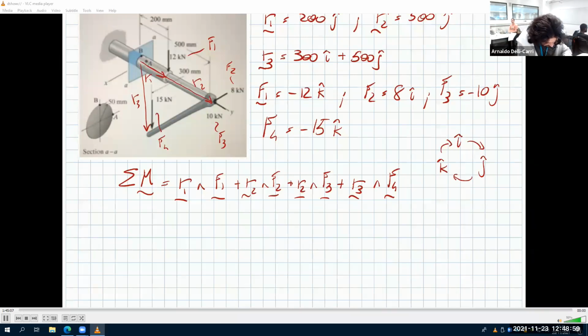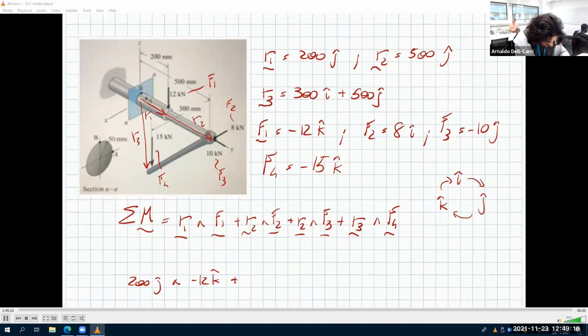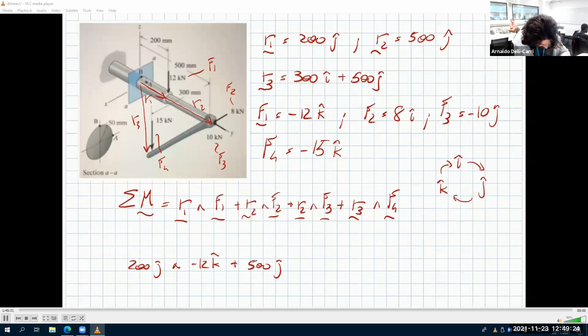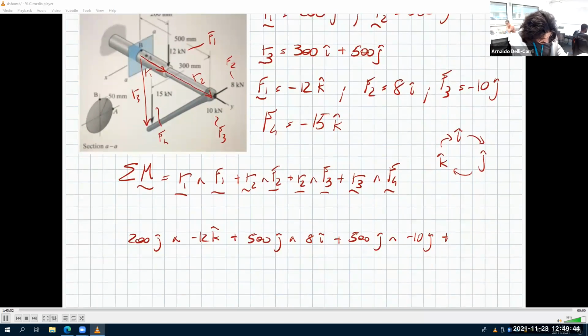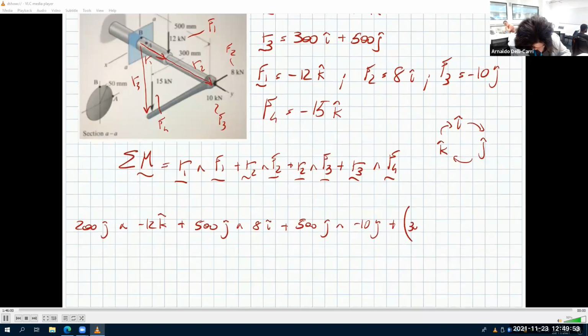So this is 200j times minus 12k plus, sorry, no, this is R2 F2, so 500j times 8i, plus R2 F3, 500j times F3 which is minus 10j, plus R3 is 300i plus this, so plus 300i plus 500j times minus 15k.